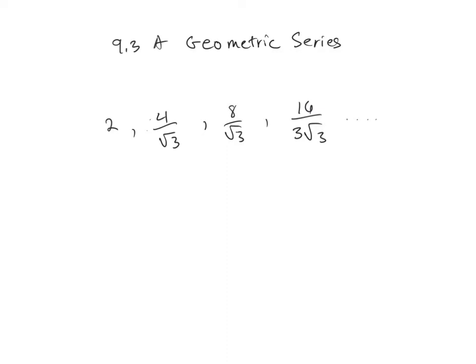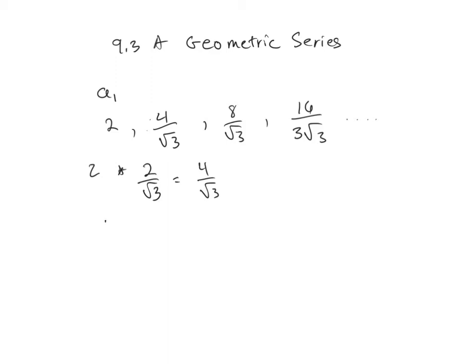From here, we are always going to assume 2 is our a sub 1, our very first value. So from 2 to get to 2 root 3, I would have to multiply by root 3. And that gives me 2 root 3. If I multiply by root 3 for all of the other numbers and I get the same numbers, then it should be a geometric series.